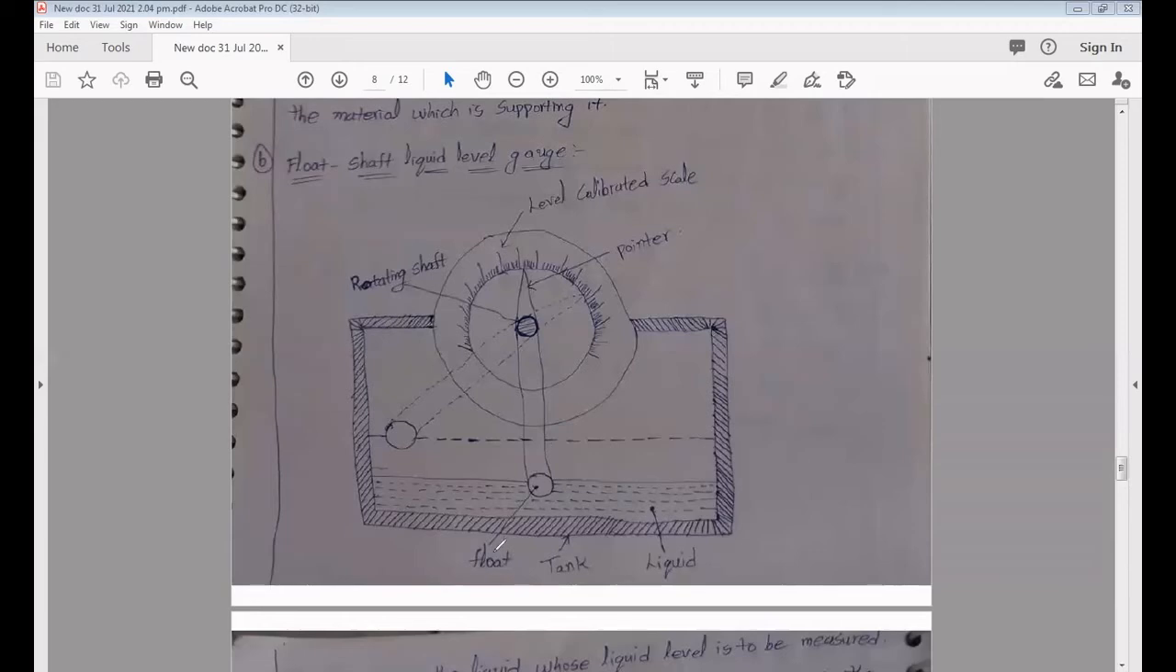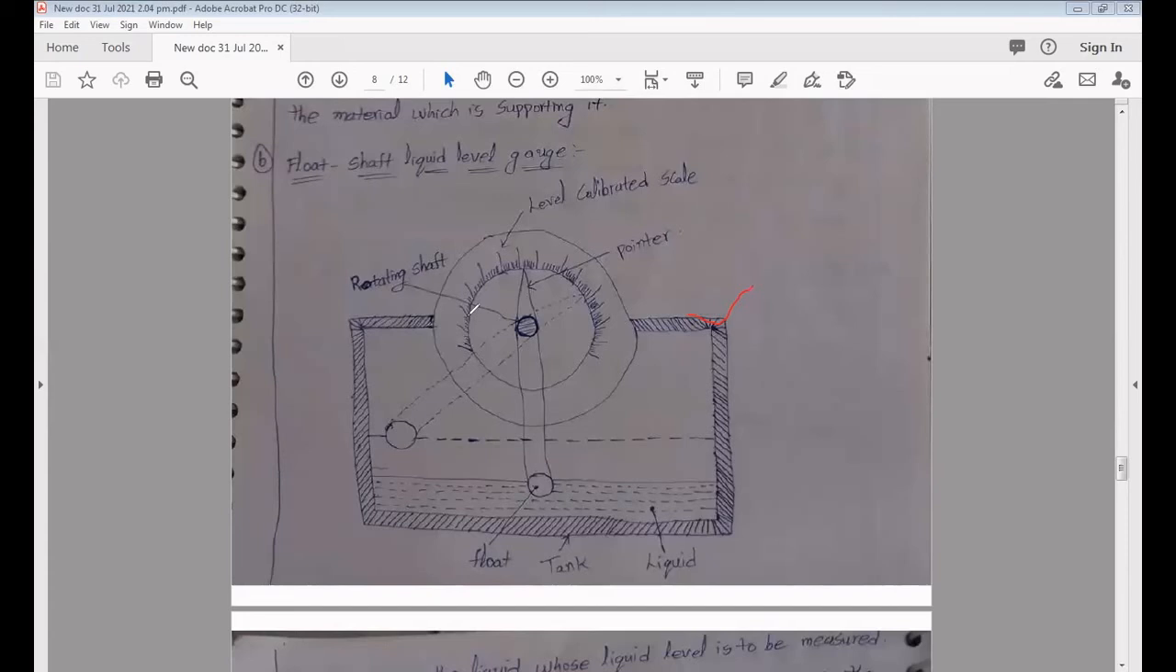Here also we are taking one float, a tank, and the liquid level in the tank. Here we are taking a closed tank. In the previous case we took only an open tank, but here we are taking a closed tank. In that closed tank we are taking the test liquid, meaning whichever liquid level we need to measure, that test liquid we are taking in that particular closed tank. This is a circular graduated scale. We are taking a rotating shaft here, which means the shaft is always rotating.